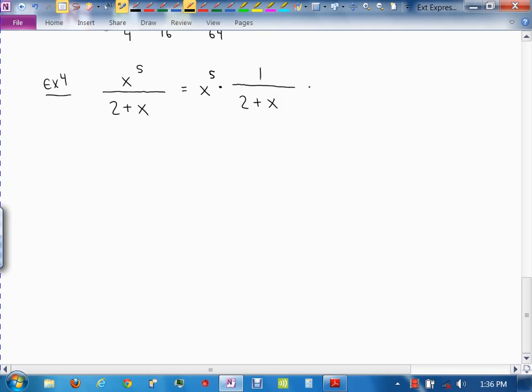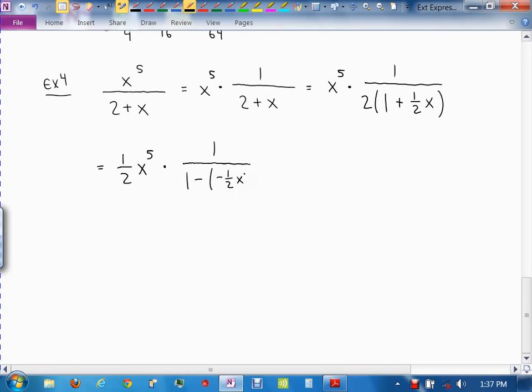So here, I'm going to go a little slower than that. I'm going to go 1 over, I pull a 2 out. If I pull a 2 out, I get 1 plus 1/2 x, right? And then I can pull that 2 in front with the x to the fifth. I'm just going to put it as a 1/5 out there. Times 1 over, last step here, 1 minus negative 1/2 x. And now we get it to match up exactly the way we want it to.